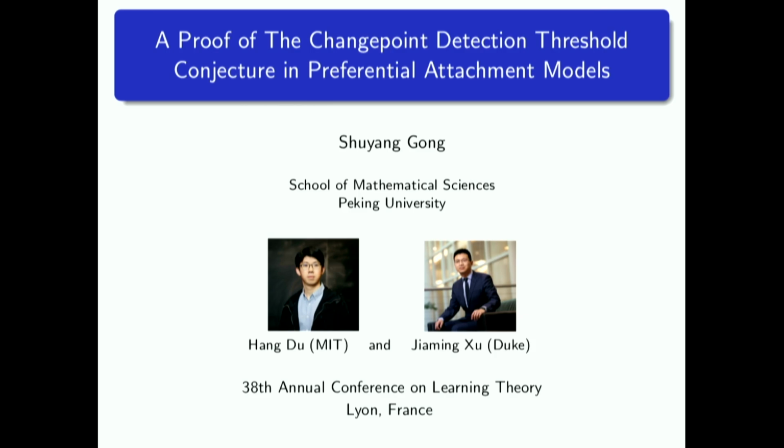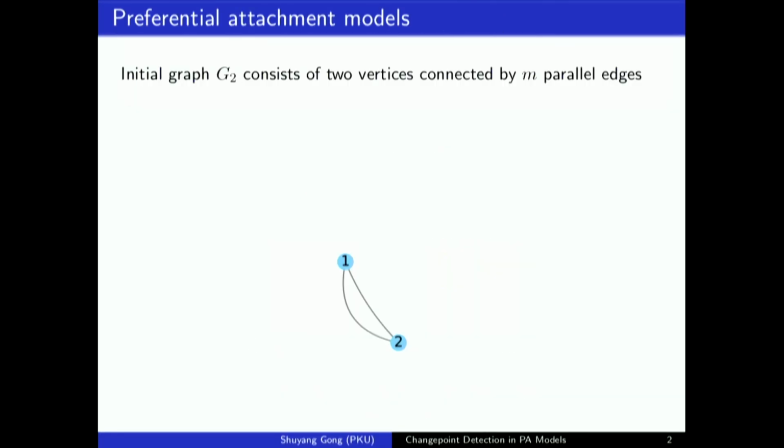Okay, thanks. I'm going to talk about the proof of the change point detection threshold conjecture in preferential attachment models. This is based on joint work with Han Du from MIT, who is right now in the audience, and Jiamin Xu from Duke.